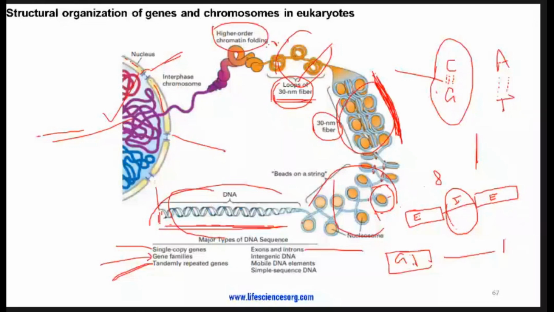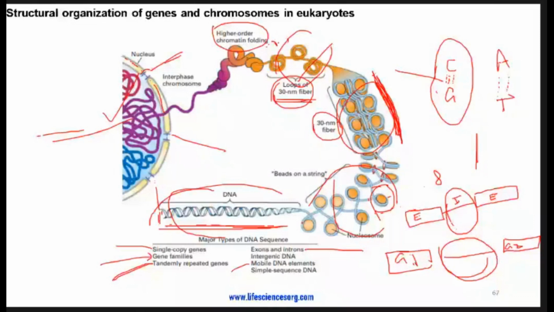So in between the two genes, whatever DNA sequence is present is called the intergenic DNA. And there are mobile elements that move from one locus of the genome to another locus. There are some mobile DNA elements.